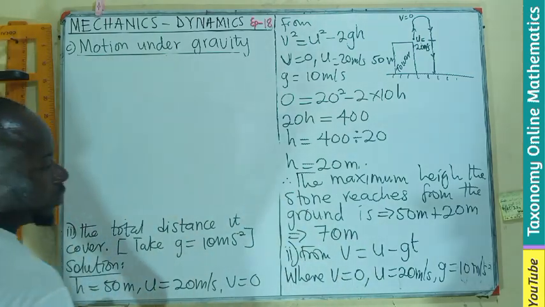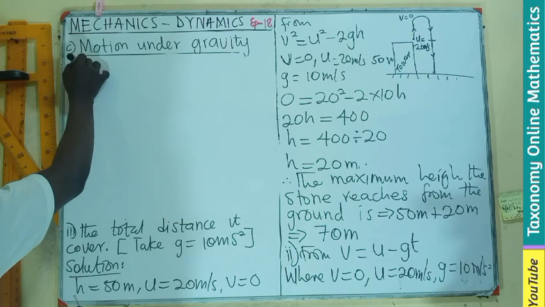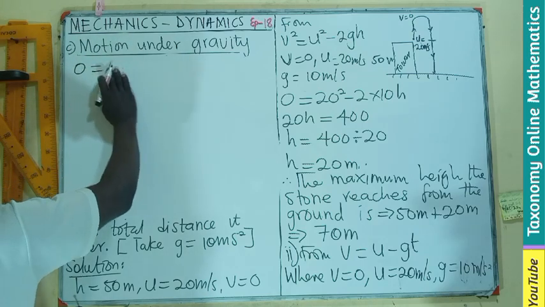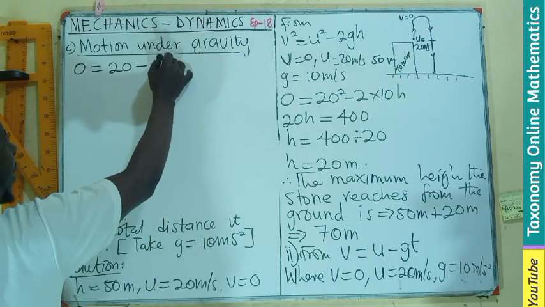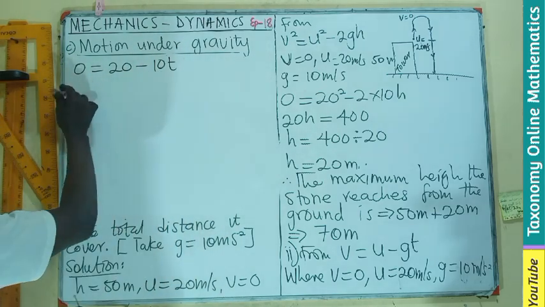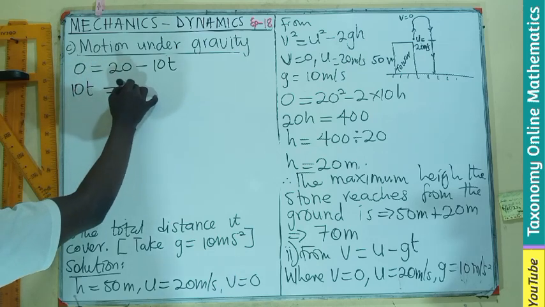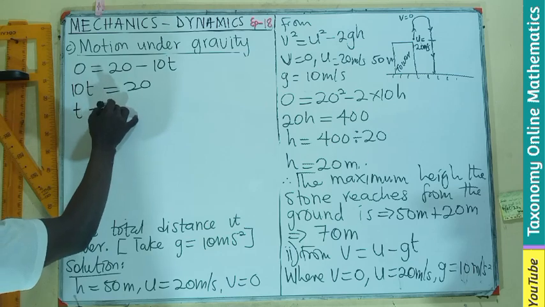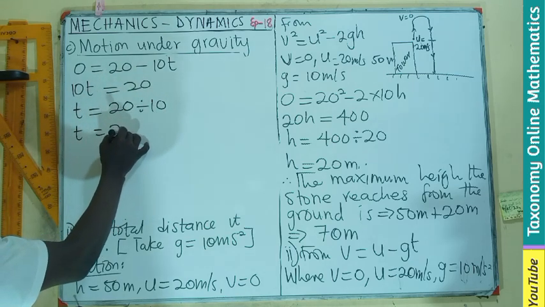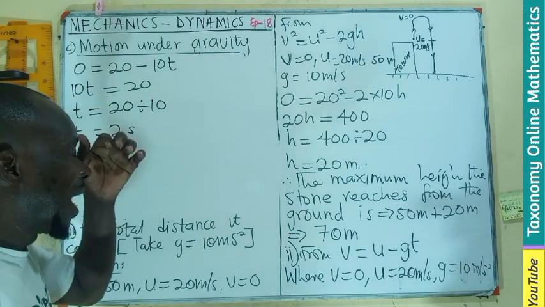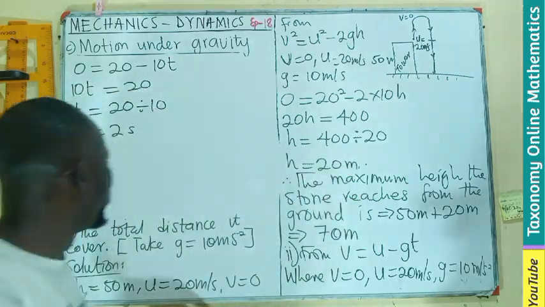Okay, so let's go for substitution. Remember, this is going to be 0. So I have 0 equals U, which is also 20, minus 10 times what? T. This is coming here as 10T equals 20. So T now will be equals to 20 divided by what? 10. And that gives us what? 2 seconds. So the time it takes to reach the maximum height of 20 meters is going to be 2 seconds.